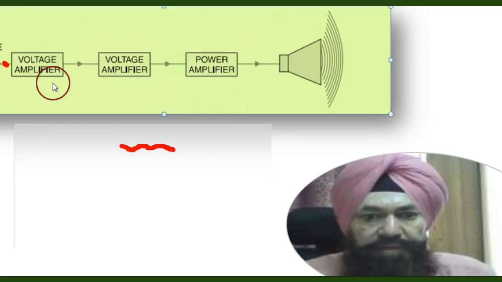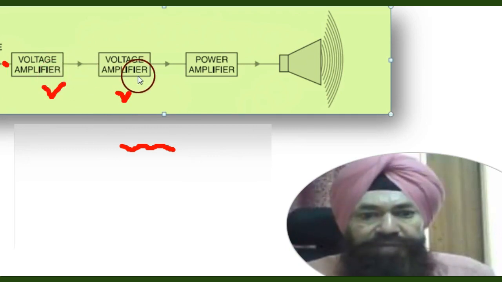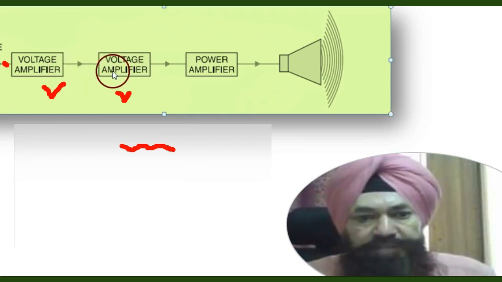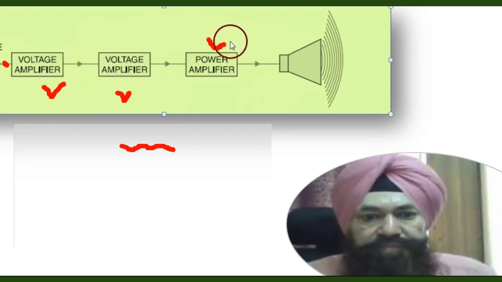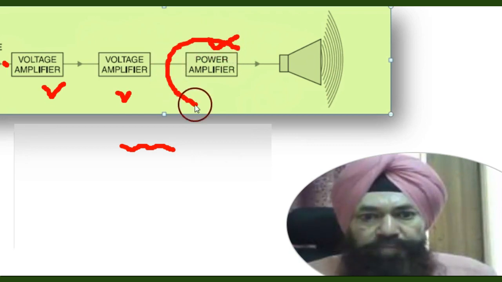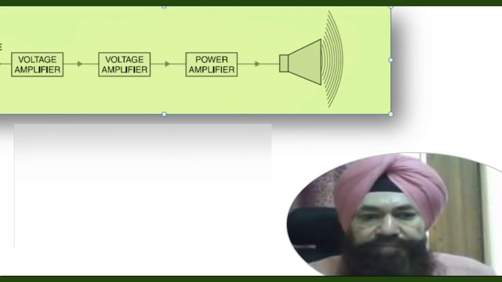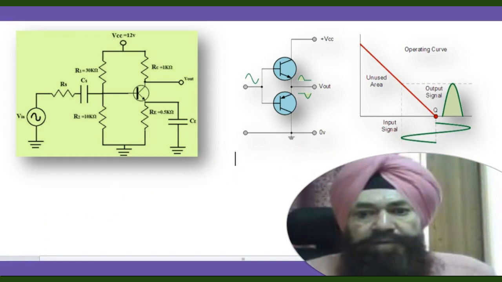Therefore, the first few stages, like this one or this one, of a multi-stage amplifier handle very small signals and have the function of only voltage multiplication. However, the last stage handles a large signal, and its job is to produce a large amount of power in order to operate the output device, like a speaker, right?